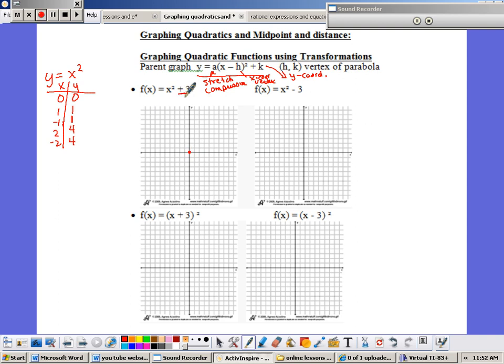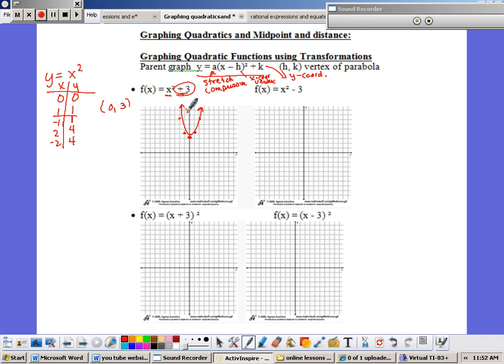Here, because it's your K portion and it's also part of your vertex, the X is 0 and the Y is 3. So it moves up 1, 2, 3. We also know from our transformations that anything added to the back of a parent graph moves it up. So we're no longer at 0, 0, we're up to 3. There is no stretch factor, so we're still going to do the same thing. We're going to move 1 to the right and up 1, 1 to the left and up 1, over 2 and up 4, over 2 and up 4, and we're going to make our parabola. Nothing changes other than it being moved up.